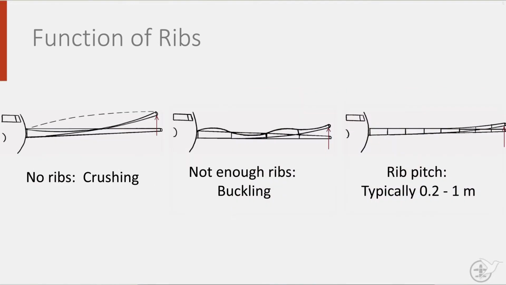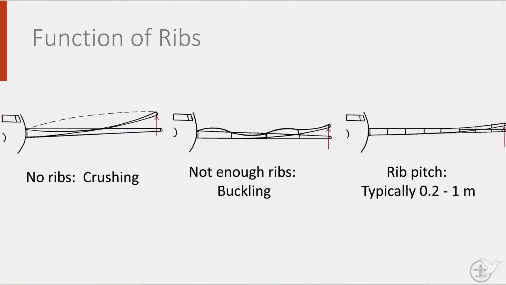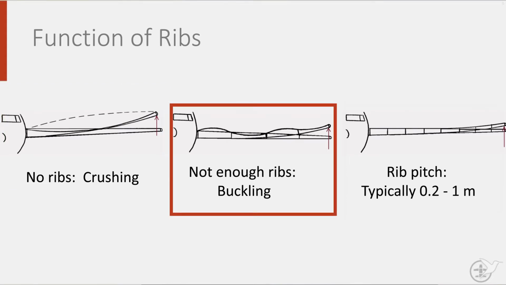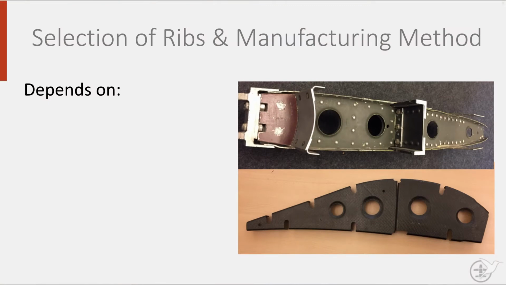Without ribs, the wing would have a much harder time functioning. The wing panels would simply crush and, if you do not put in enough ribs, the wing skin panels will buckle. That's why ribs are typically spaced 0.2 to 1 meter apart, ensuring sufficient distance. What type of rib to choose is then the logical next question that needs to be answered. As always, when designing things, there is not one final correct answer.